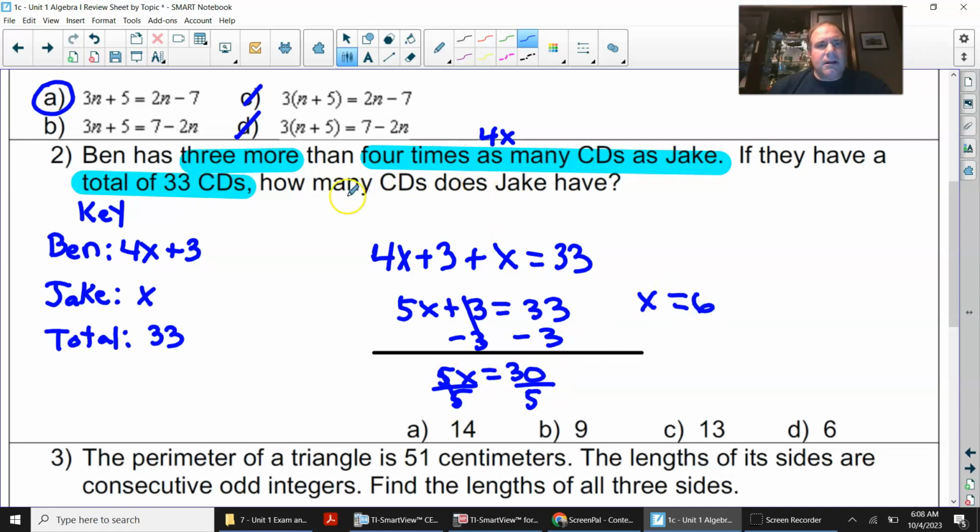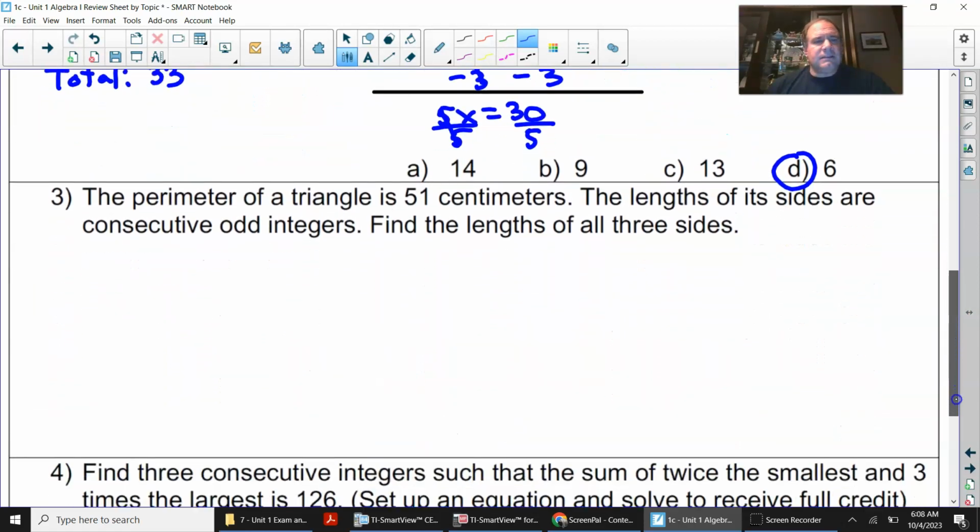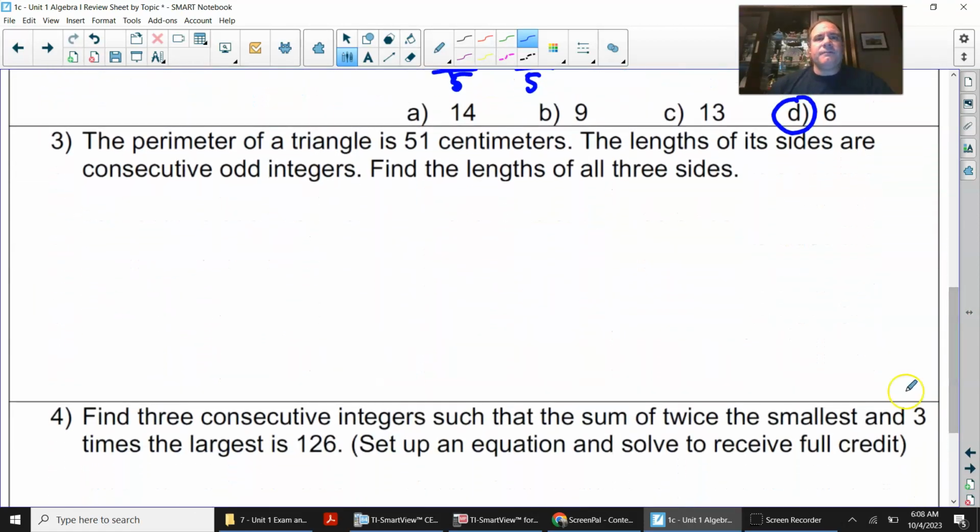All right. How many does Jake have? 6. If you wanted to figure out Ben, you could substitute back in. It's 4 times 6, which is 24 plus 3, and that's 27. Just adding them together, you would get 33. And that's it. The perimeter of a triangle is 51 centimeters.